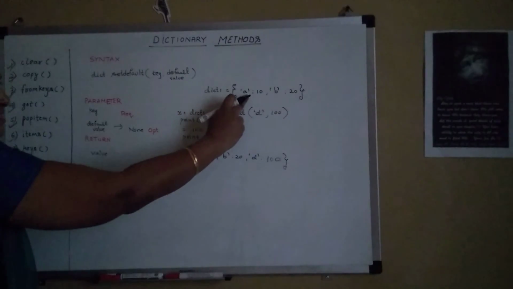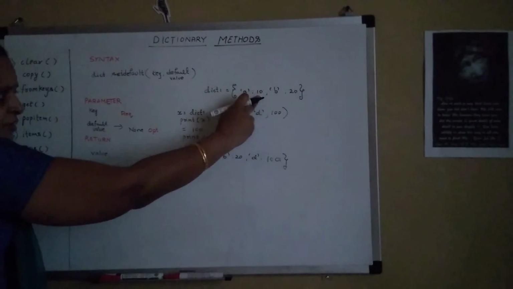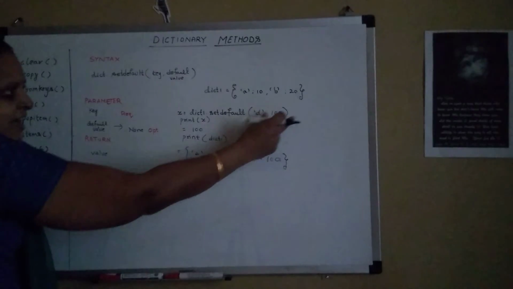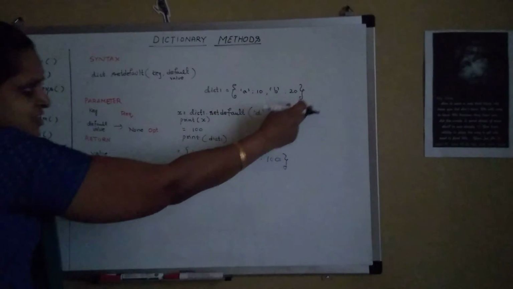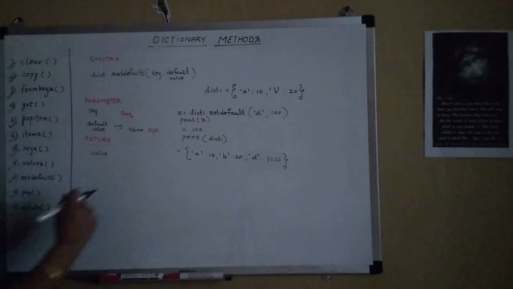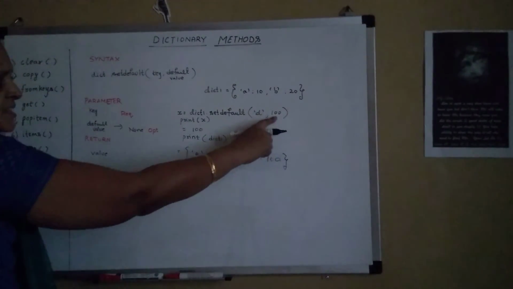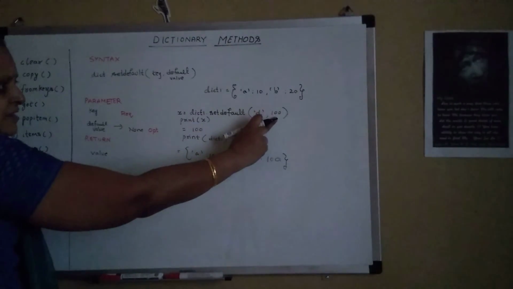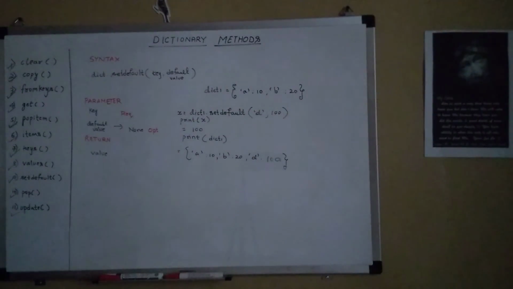If the key is existing, it will retrieve the value. If the key is not present in the dictionary, it will add that particular key into the dictionary and it will give out the value. If the value is not specified, it will give None as the value. If the value is present, it will retrieve this particular value. Hope it is clear to you, friends, the various built-in methods in the dictionary data type.